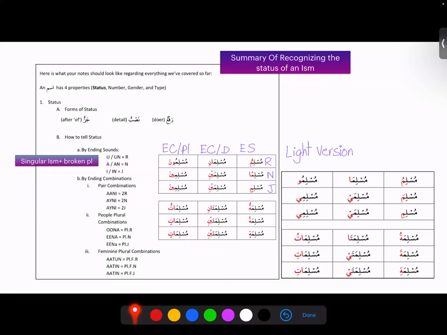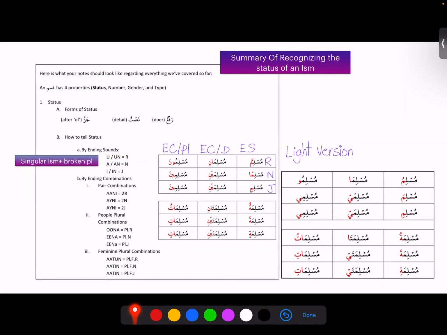Because what is happening? The noon is dropped over here to make it light. So meem, and then we have to pronounce this ya as well. So that would be Muslimai. Very good. Plural: Muslimu, Muslimi. Very good, Alhamdulillah. And then the feminine: Muslimatu, Muslimata, Muslimati. Dual: Muslimatai.